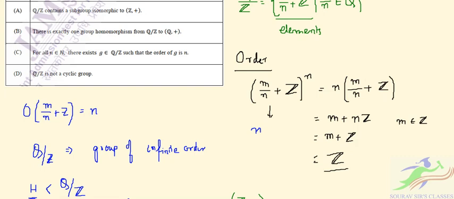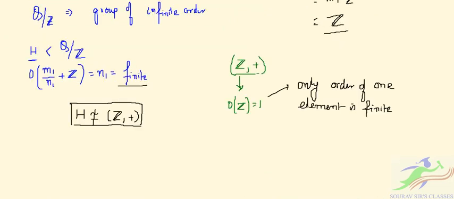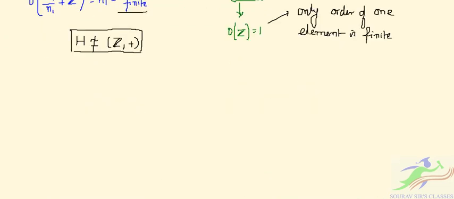So we will check with the other options too. Now we will see option B also. What is option B saying? Let's check.